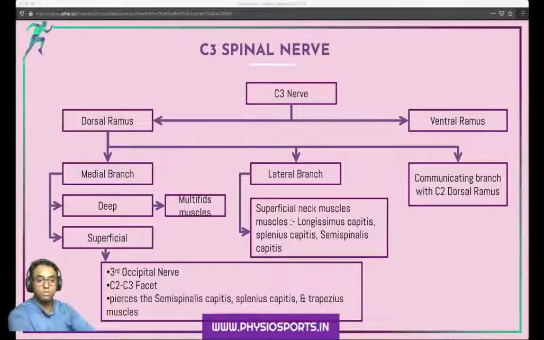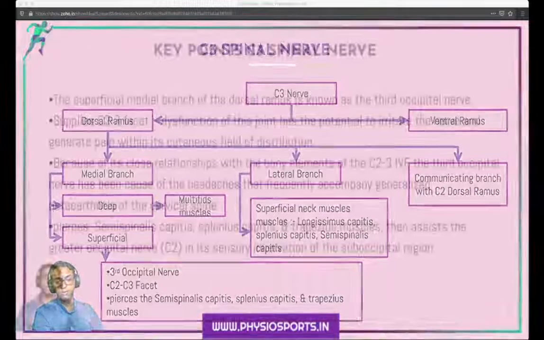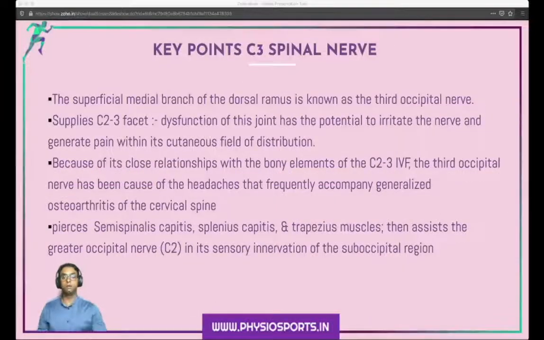Now let's move on to the C3 spinal nerve. The superficial segment of the medial branch of the C3 dorsal ramus is the third occipital nerve. Key points for the third occipital nerve. The dorsal ramus of C3 divides into several branches. The superficial medial branch is called the third occipital nerve. It passes posteriorly around the articular pillar of C3. It innervates the C2-C3 facet joint and supplies the skin over the suboccipital region.